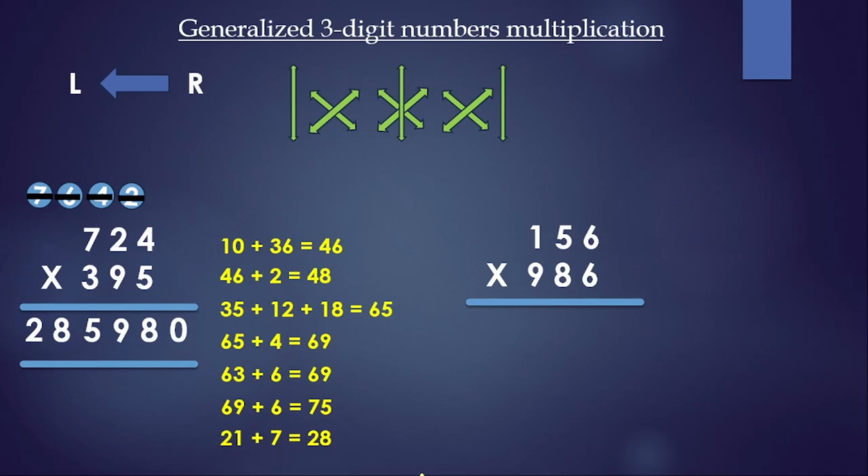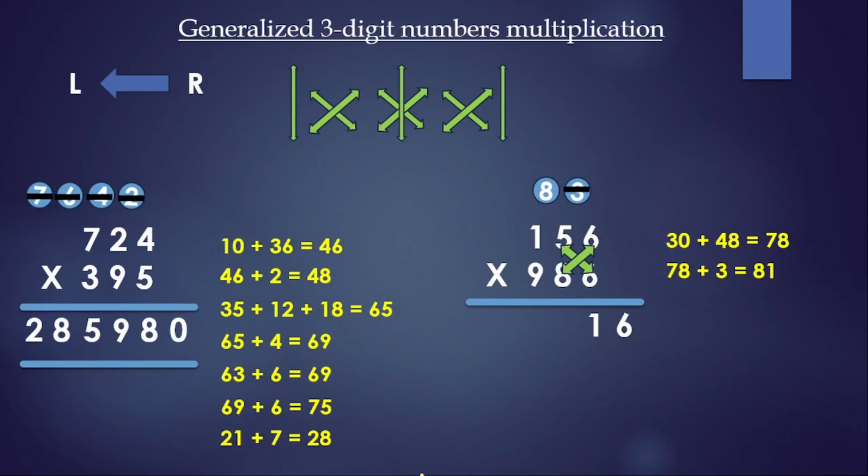We start by multiplying the units place digits. 6 times 6, which is 36. 6 in the answer, 3 carried. Now the cross between the tens and the units. 5 times 6 plus 8 times 6, which is 78, to which we add the carried 3, 81. 1 goes in the answer and 8 is carried.